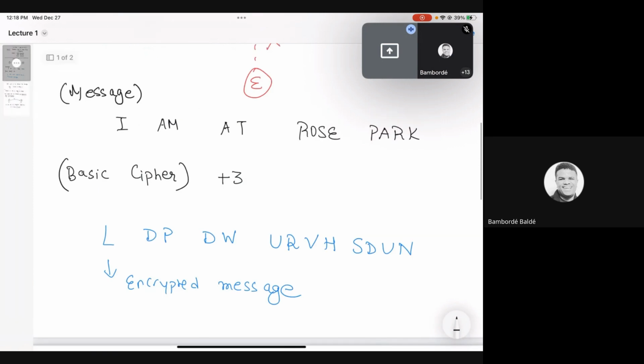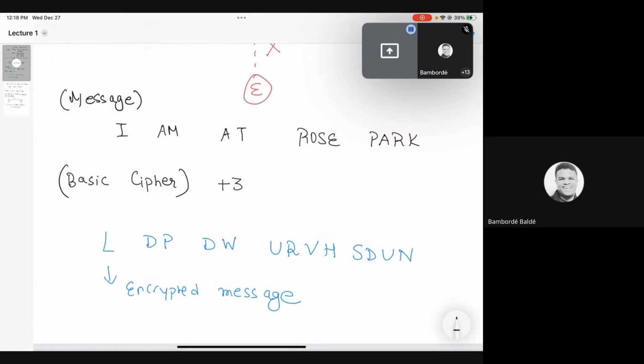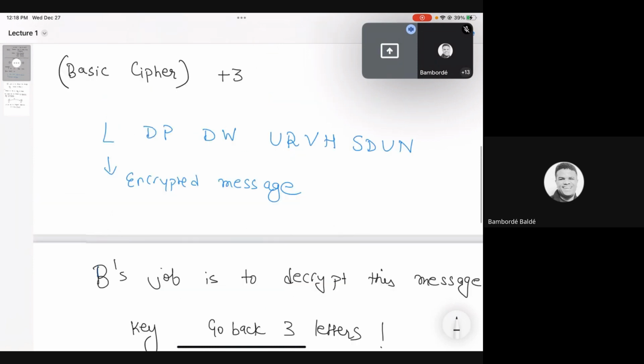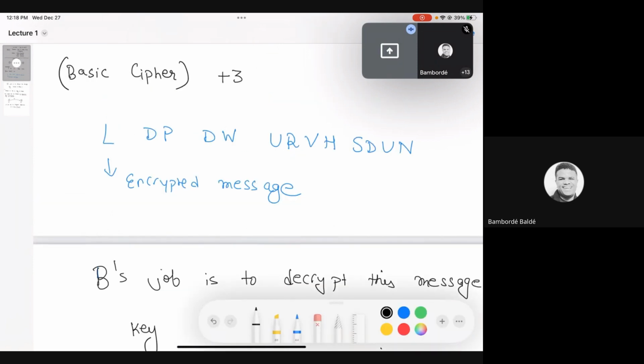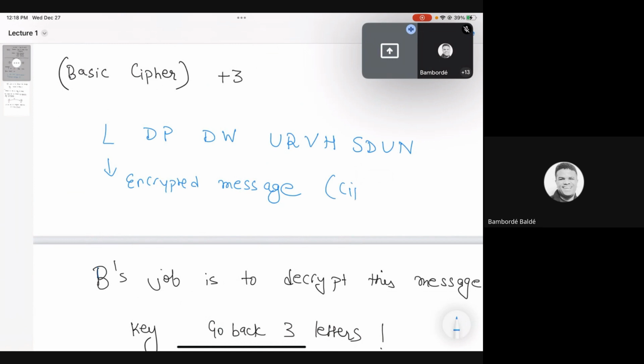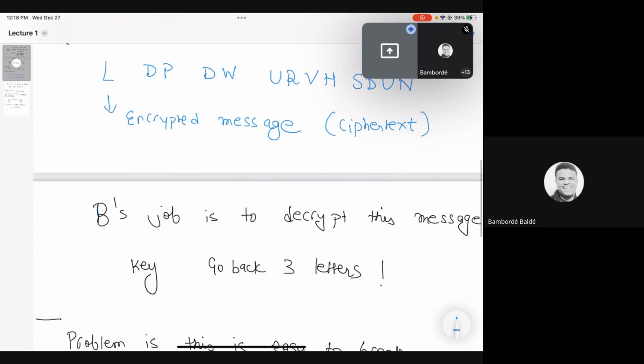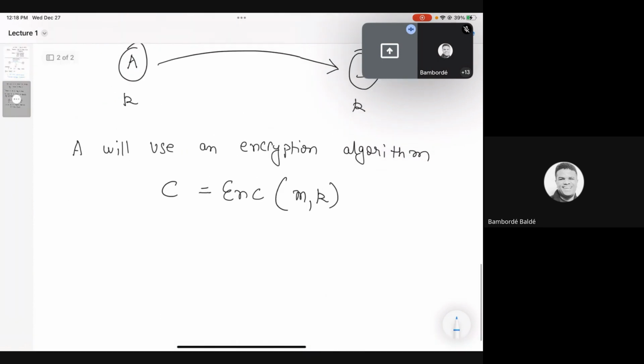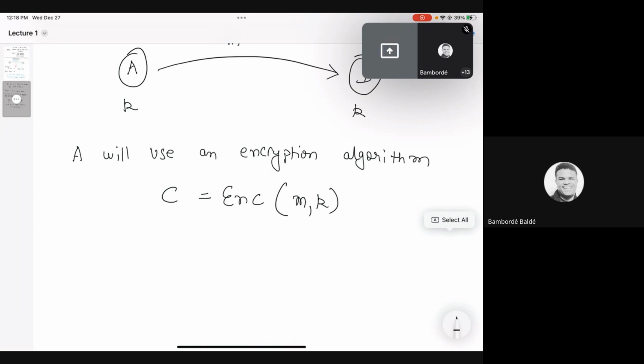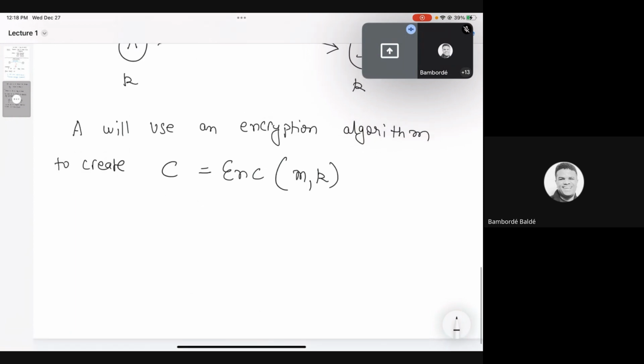To go back to our example, our M was this line, I am at Rose Park. The encryption algorithm was that you add 3 letters to every letter in your message, and then you create this encrypted message, also known as ciphertext. So this is an example of C, and this is an example of an encryption. Obviously, in real life, we use more sophisticated things, but just to illustrate. So A will use an encryption algorithm to create this ciphertext C, and then this C will be transmitted to B.